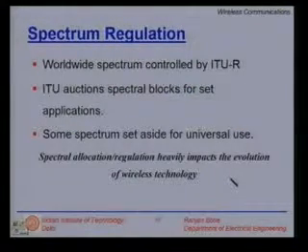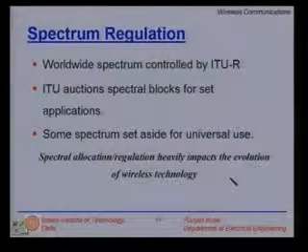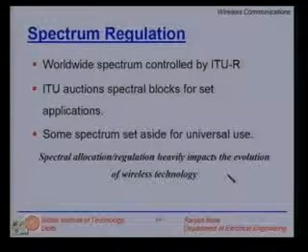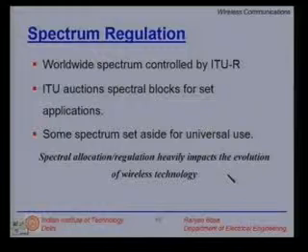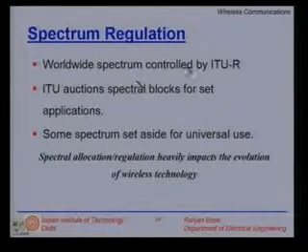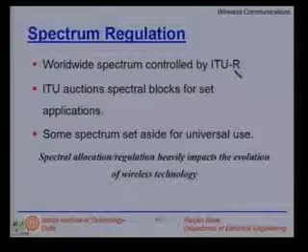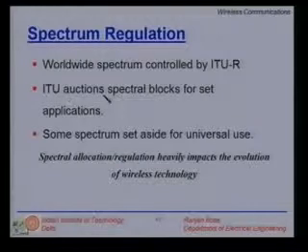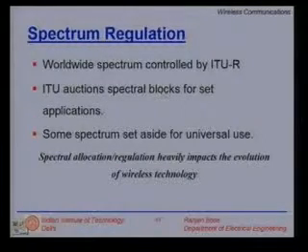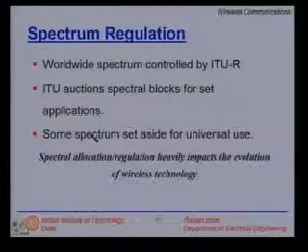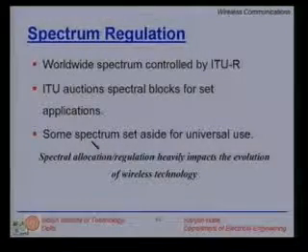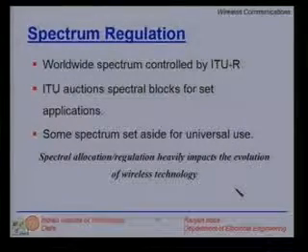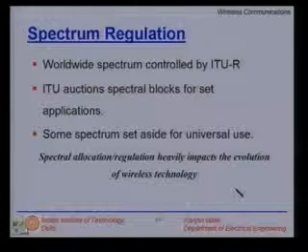A slide on spectrum regulation. UWB doesn't require any licenses. However, most of the other applications do require licensing. Worldwide spectrum allocation is controlled by ITU-R. It stands for International Telecommunication Union. ITU auctions spectral blocks for predefined applications. Some spectrum is set aside for universal use. Spectrum allocation and regulation heavily impacts the evolution of wireless technology.